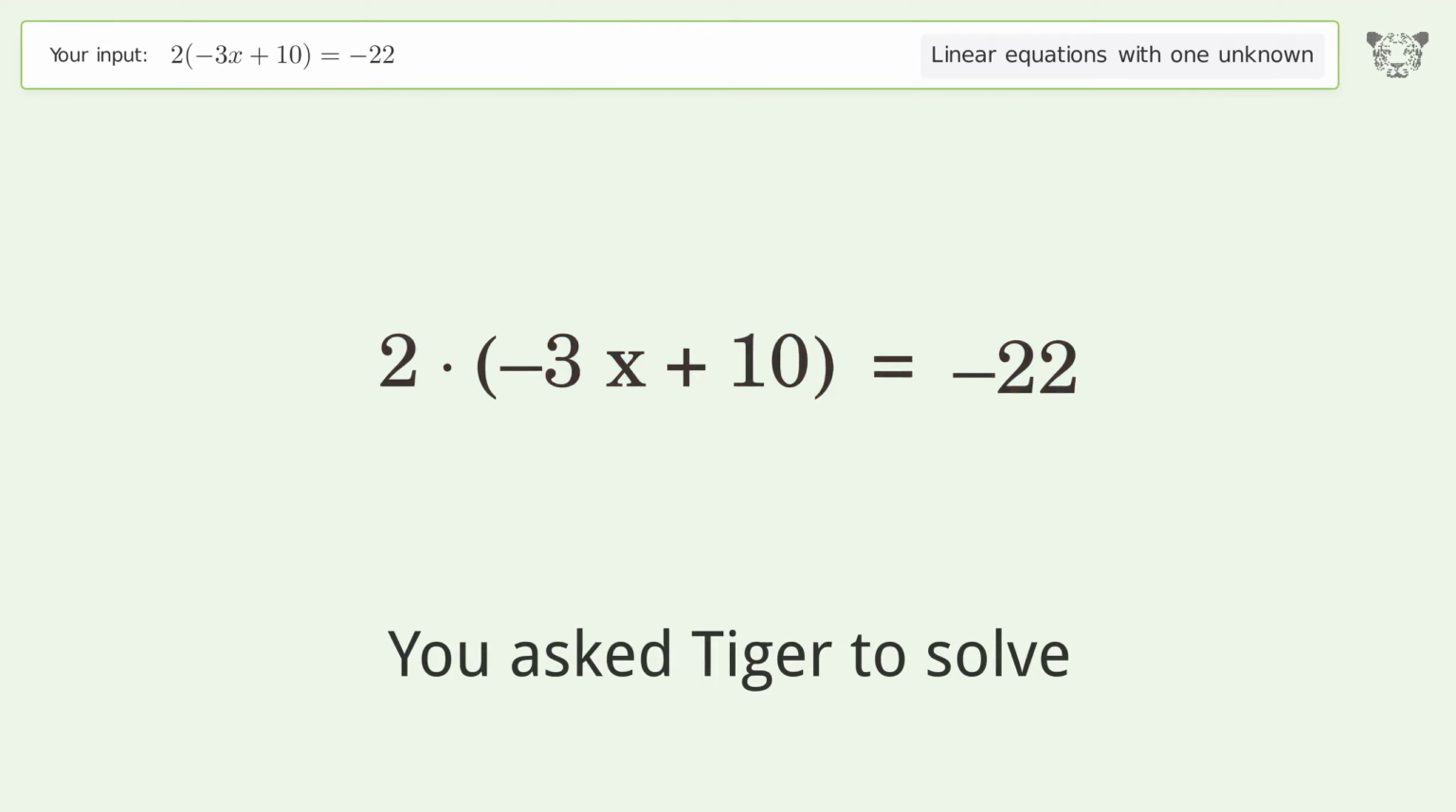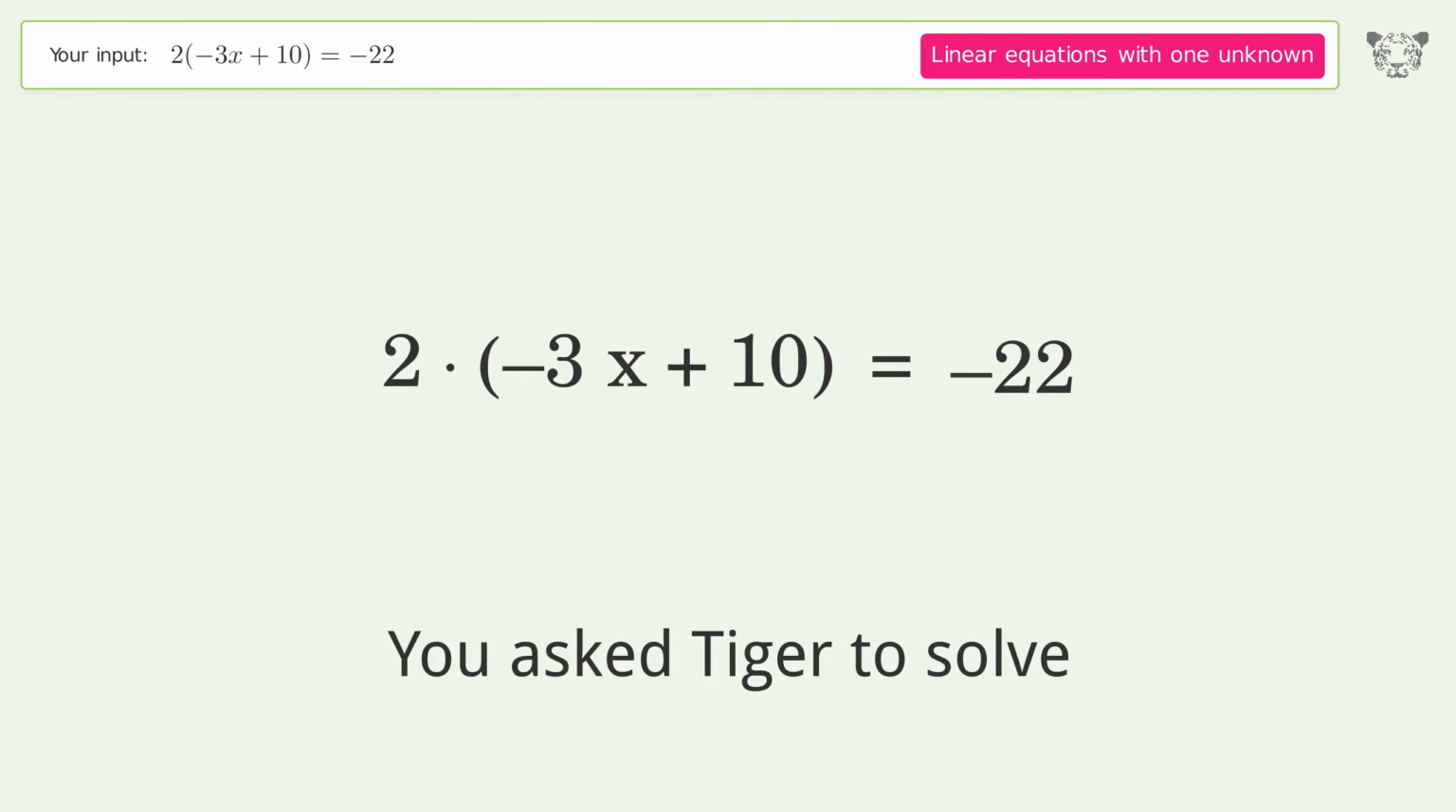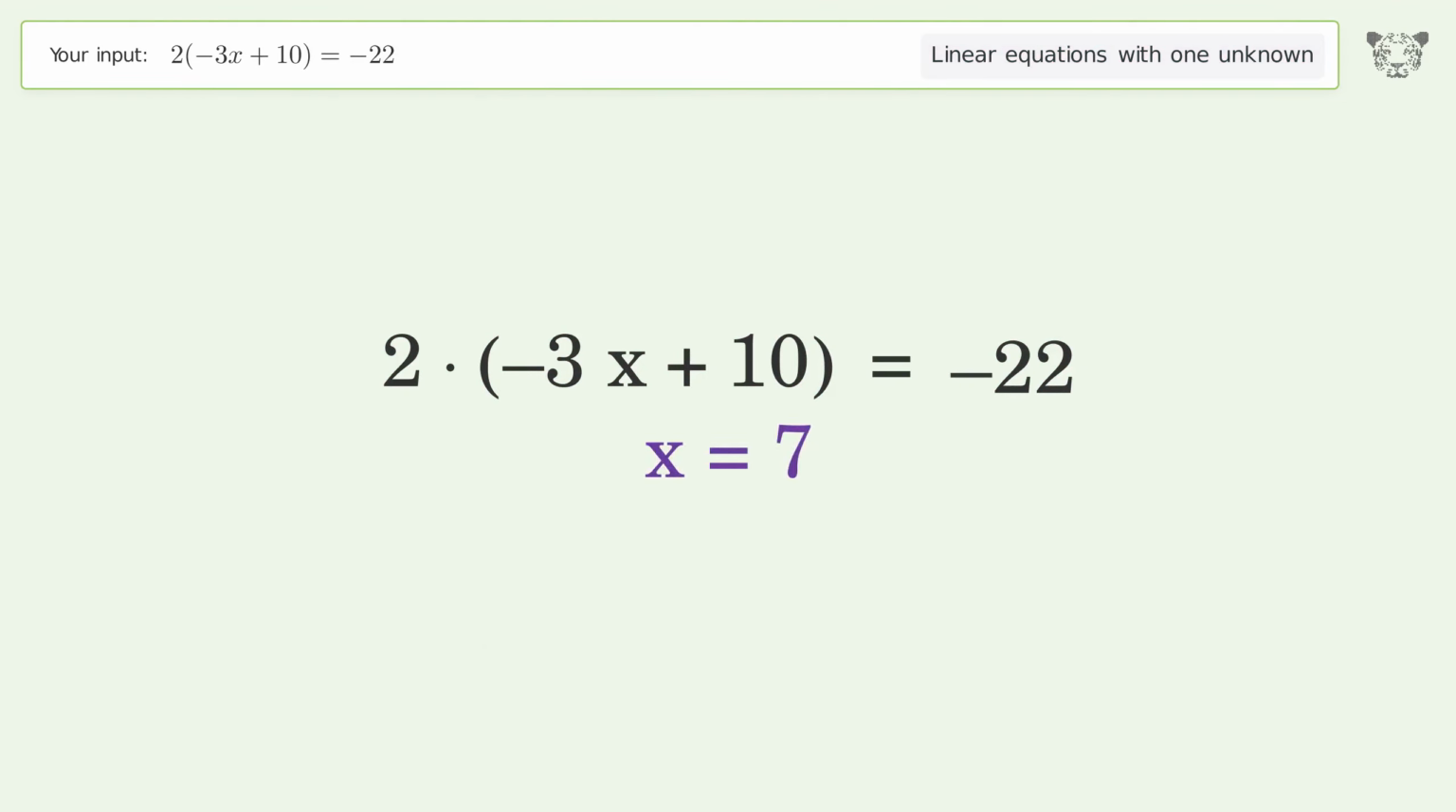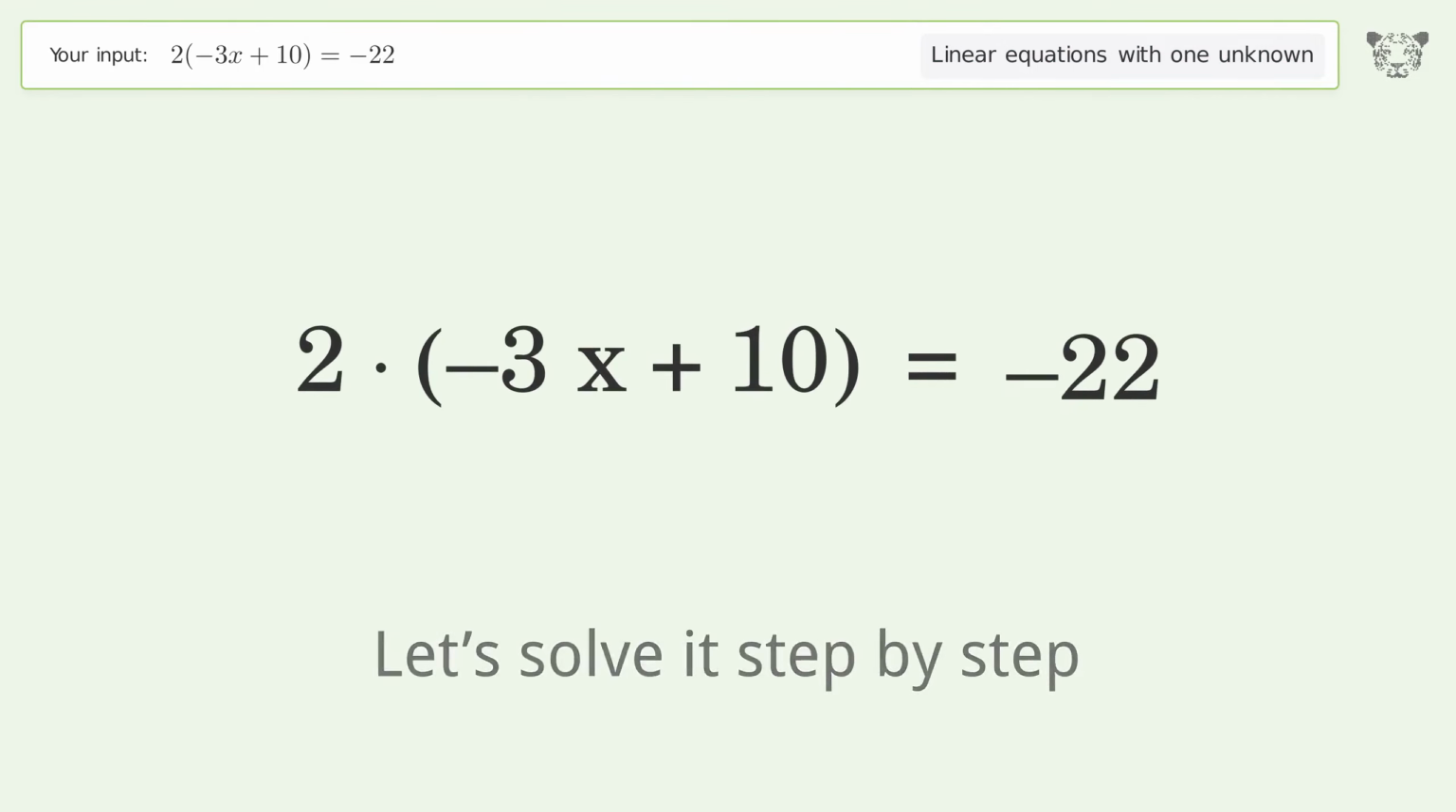You ask Tiger to solve. This deals with linear equations with one unknown. The final result is x equals 7. Let's solve it step by step.